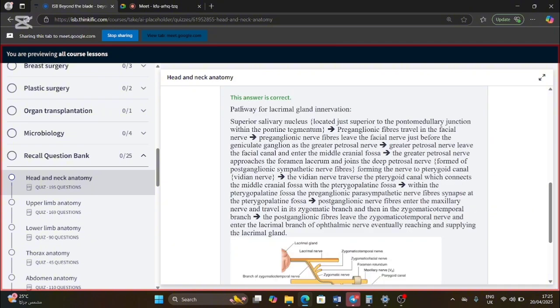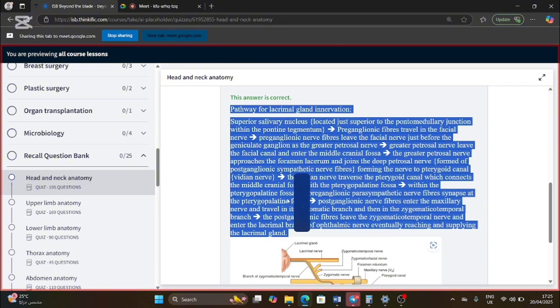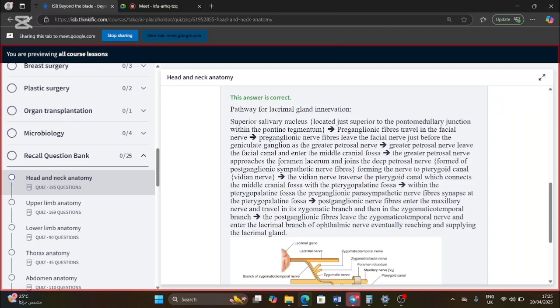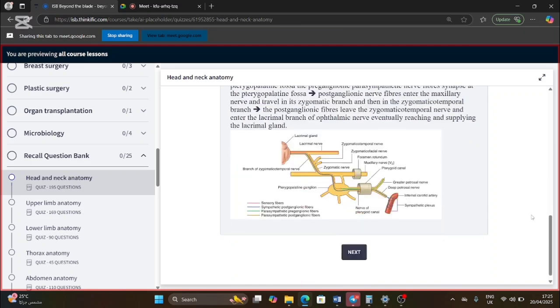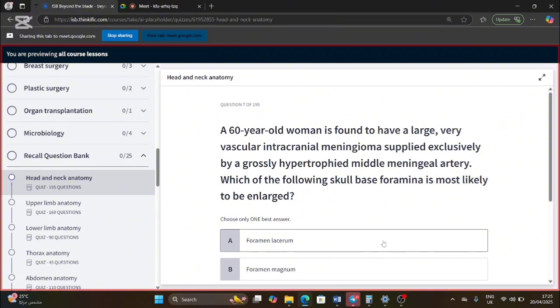So basically, this explanation is just explaining in depth the pathway of the lacrimal gland. I think you should take a screenshot of this, guys. That's very important. It's always explained, always asked about in the exam, repeatedly in every part of this pathway. Okay, let's look at the next question.